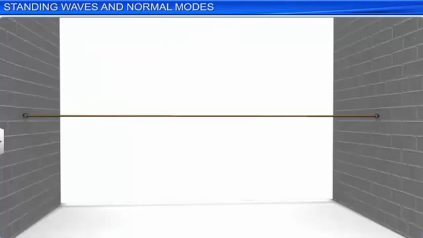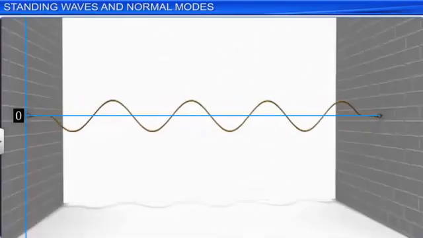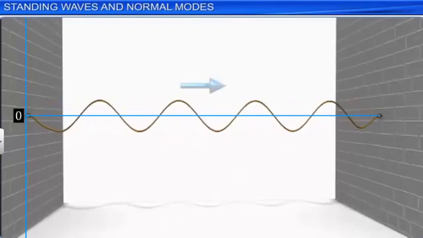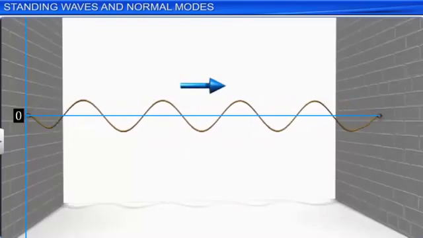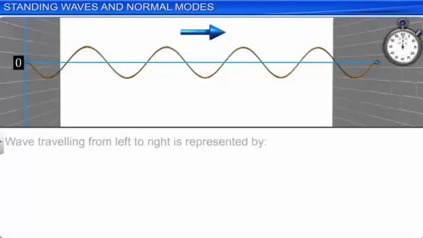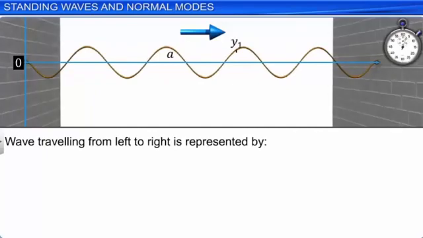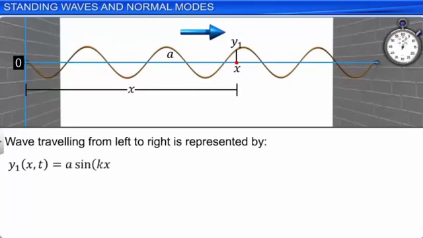Let us consider a system bounded at both the ends, such as a stretched string fixed at both the ends. Let us generate a continuous sinusoidal wave of a certain frequency moving to the right. This wave can be represented by y1 of x,t is equal to a sin(kx minus omega t). Let this be equation 1.